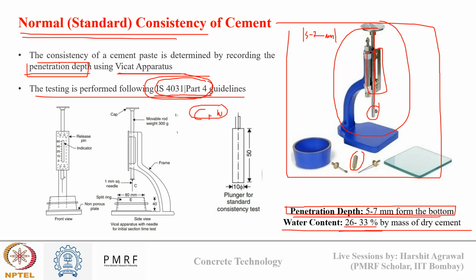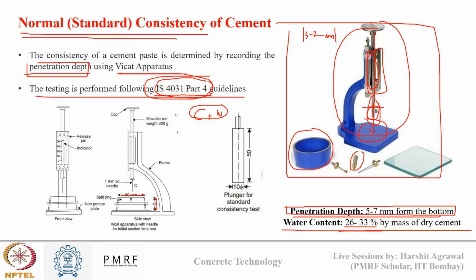We make a paste. Once we make this paste, we pour it in this Vicat mold, which has an upper diameter of 80 mm and a height of 40 mm. Once we pour the cement paste in this mold, we place it here on the platform, and we allow this plunger to freely penetrate inside the paste. Once the plunger has penetrated inside the paste, it will attain a stable height, and then from the scale mounted on this rod, we measure the penetration depth.